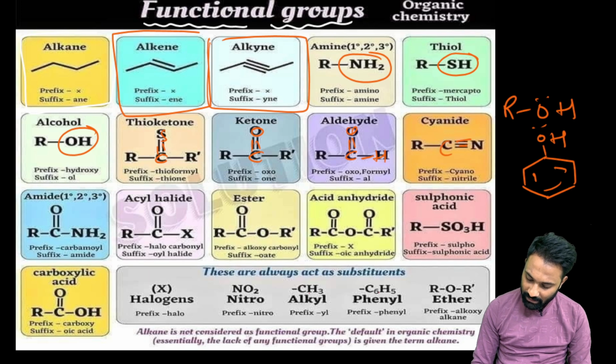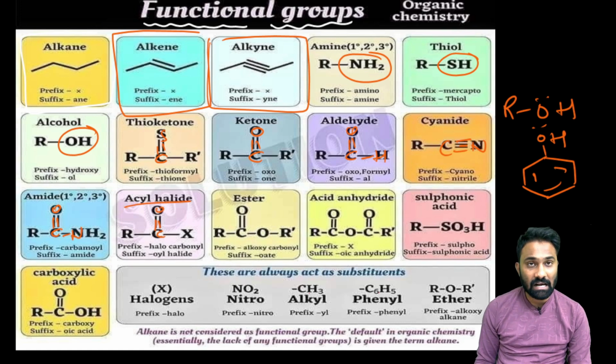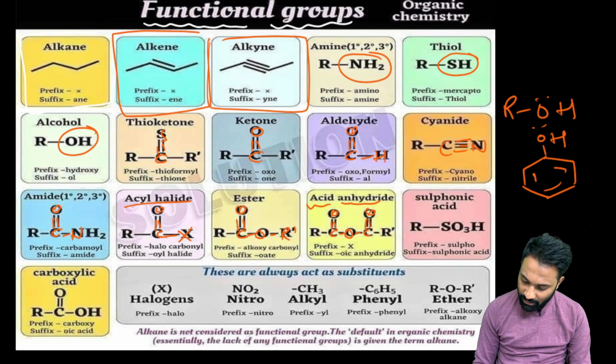Now cyanide, C triple bond N. Next, amide, C double bond O NH2. Now acyl halide or acid halide, C double bond O X. Now ester, C double bond O and R dash. Already I explained what R is here. R is an alkyl. Clear? Now acid anhydride. Acid anhydride means C double bond O bond C double bond O R. Clear? Now this is acid anhydride. And the sulfonic acid, SO3H. Now carboxylic acid, C double bond O bond OH. These are the functional groups. They will act as functional groups.